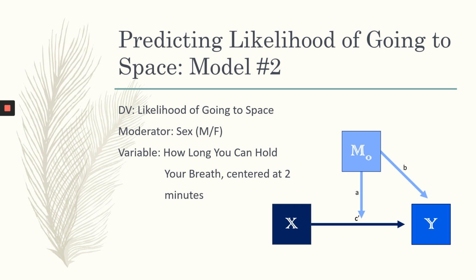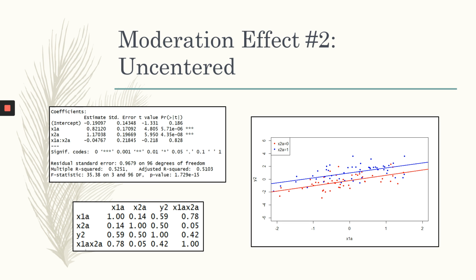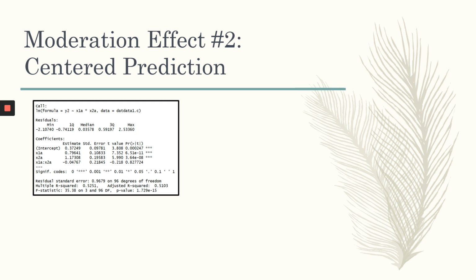In our second model, we are looking at how sex and the time you can hold your breath affect your likelihood of traveling to space. Again, we started with our uncentered data to see the relationships between our variables, this time highlighted in blue. From this, we can reasonably say that there is low multicollinearity, again supported by a VIF calculation, and a moderate to moderately strong relationship between likelihood of space travel and our other variables.